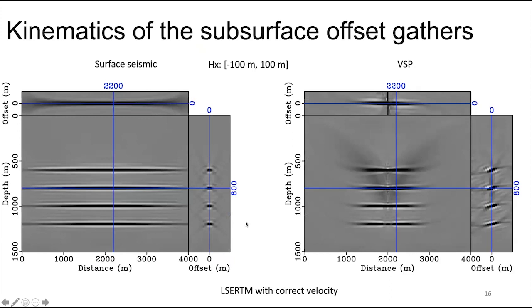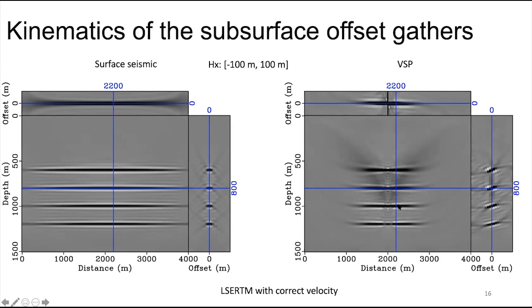We then extract the subsurface offset common image gathers at x equals 2,200 meters. The subsurface offset range is from minus 100 meters to 100 meters, as denoted as hx here. In this case, the subsurface image points are on the right-hand side of the receiver line in the VSP survey.